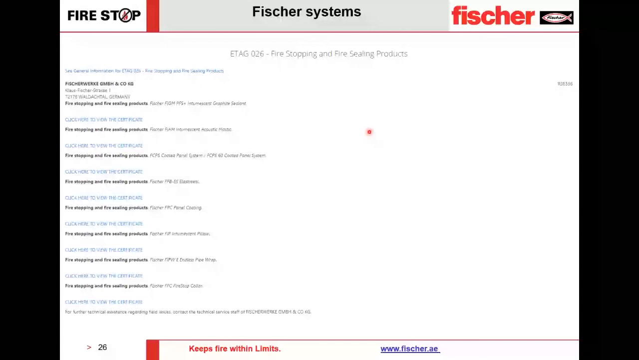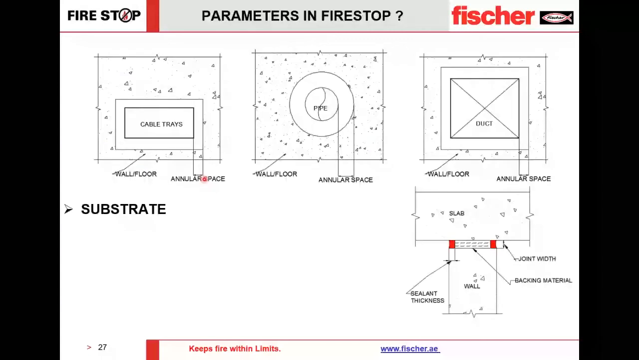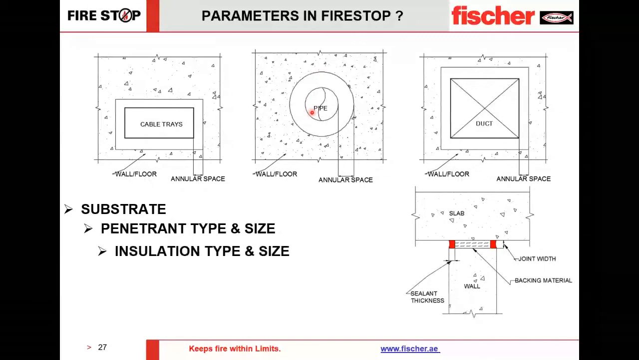For example, the substrate: whether the penetration is through the wall or floor, and what kind of wall or floor it is. Secondly, you would have the penetrant type and size. So what are the types of the penetrant, including, if there is a pipe, what type of pipe it is, what is the size. Then we have the insulation type and size.